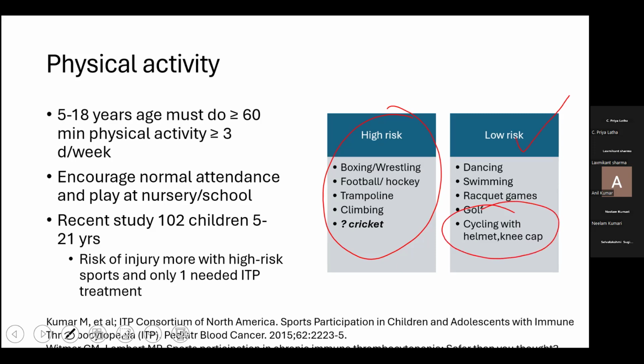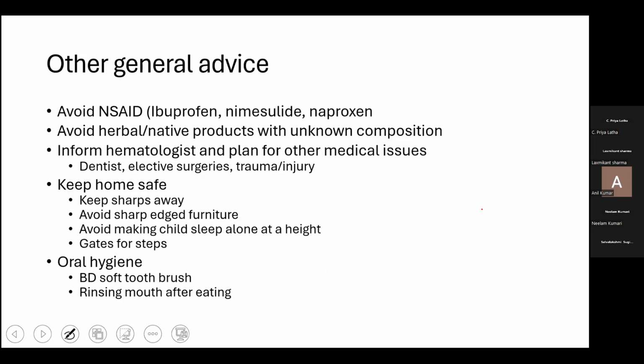Recent studies showed that in more than 100 children, the risk of injury was very low, and only one patient actually required ITP-like treatment. So encourage the parents to allow the child to have normal activity, both at home and at school. We should avoid NSAIDs, which is very important, especially when they have fever or intercurrent illnesses. Avoid NSAIDs, use only paracetamol for fever and pain. And avoid all this Ayurveda, etc., where we don't know the composition, especially when we are also giving allopathic medicine, because we don't know the interactions.